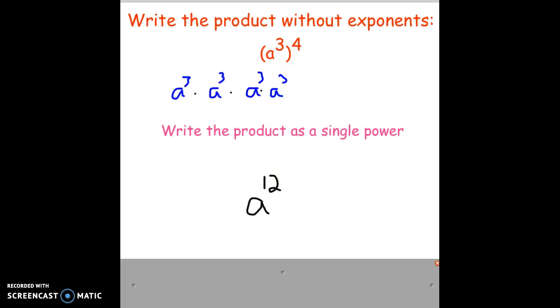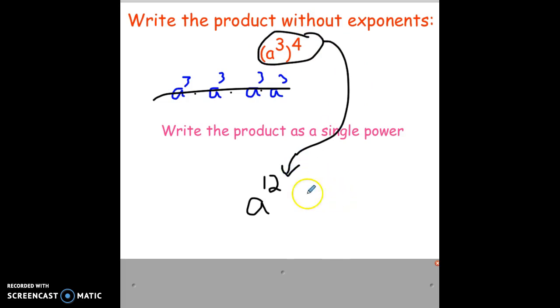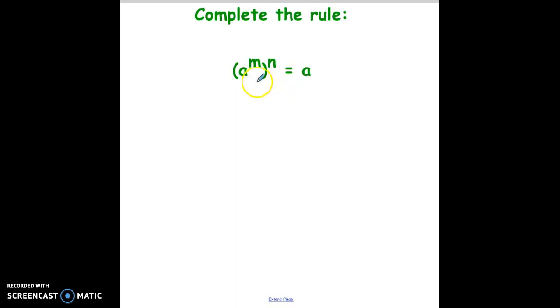Now again, I really don't want to do all this extra work right there. I want to go from this a cubed to the 4th power directly down here to this. So for that, I need to come up with a new rule. Here, a to the m to the nth power, that's just a to the m times n power. Again, my base didn't change.